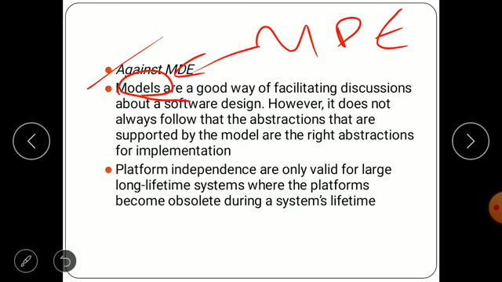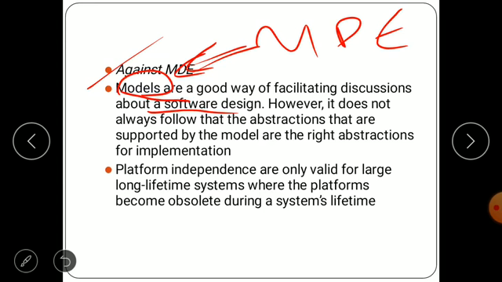Where we are using models to discuss, it is useful. That is the statement explanation. However, it does not always allow that the abstractions that are supported by the model are the right abstractions for implementation.